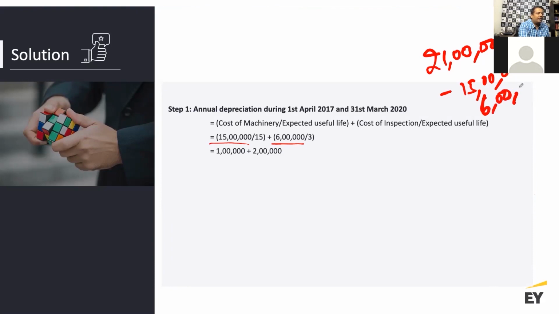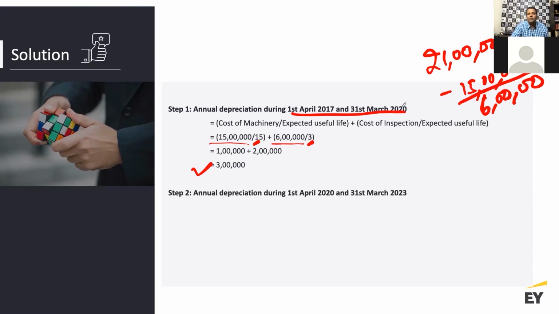The life of the 15 lakh component is 15 years, and the life of the 6 lakh component is 3 years. So what is my total depreciation cost here? 2 lakh plus 1 lakh, which amounts to 3 lakh. 3 lakh is my depreciation cost from 1st April 2017 to 31st March 2020. Now I have come to 1st April 2020.